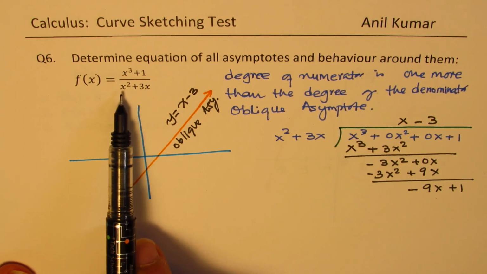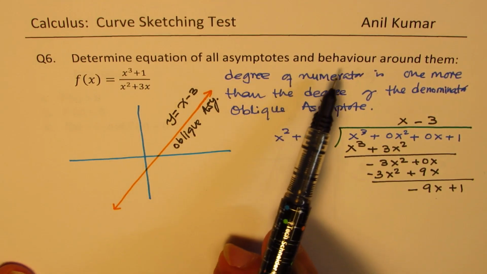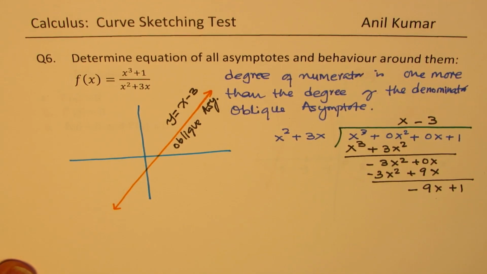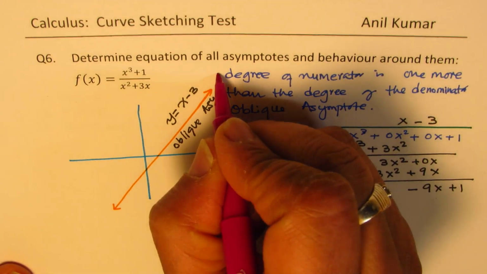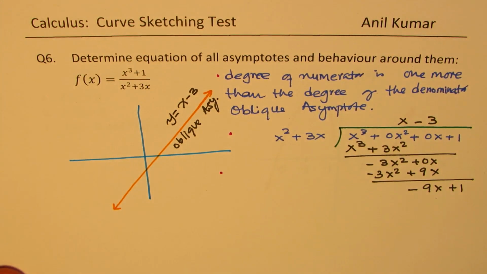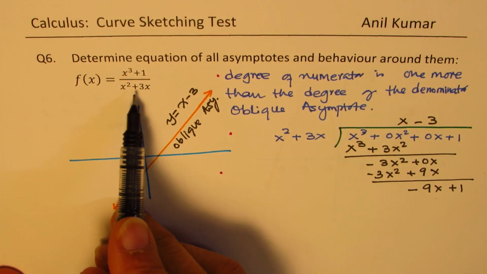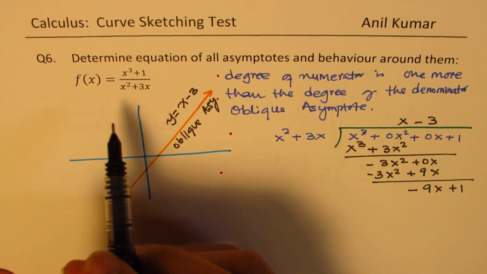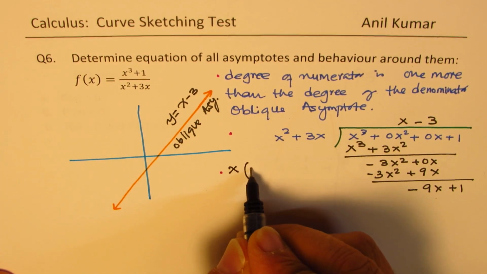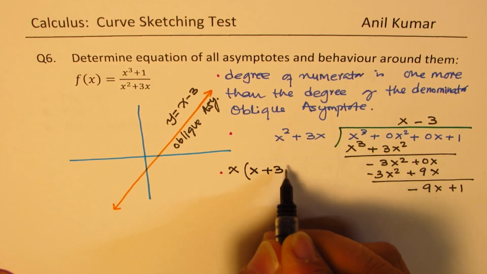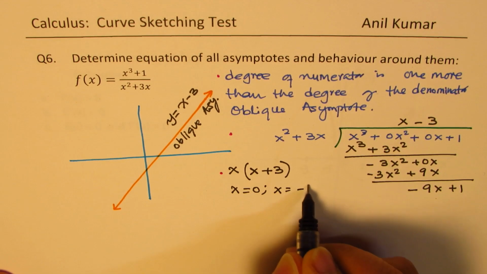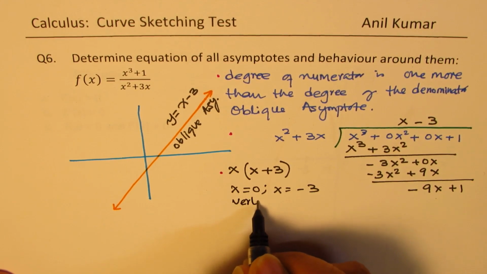Now let's also find the other asymptotes. Then we'll talk about the behavior around them, right? So about the denominator: now we got one asymptote because the numerator is one degree higher. Now let's find where the denominator becomes 0. Let's factor this out. So we have x, common factor x plus 3. That means x equals 0 and x equals minus 3 will give us vertical asymptotes.